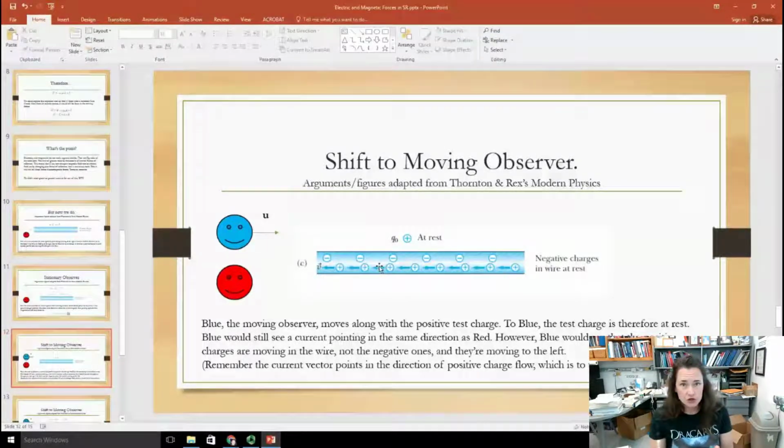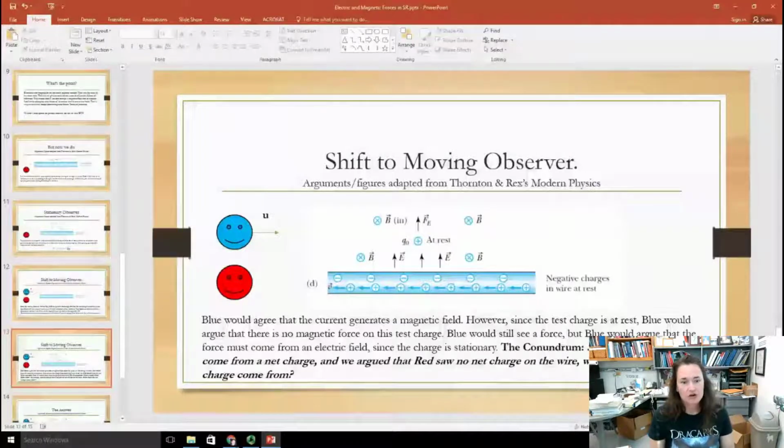They would also agree on the direction of the current. It's the negative charges moving to the right versus the positive charges moving to the left, but both of those would agree that the current vector would have to point left. And that's the way current vectors work. Thank you, Ben Franklin.